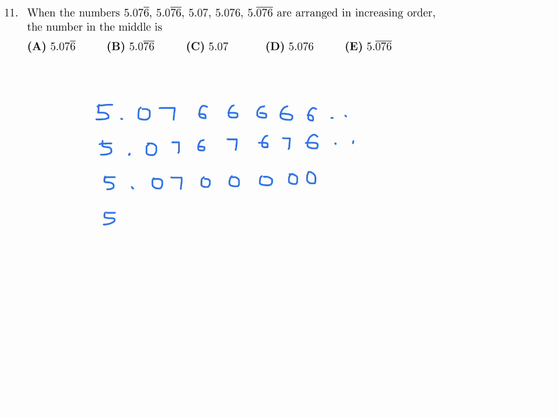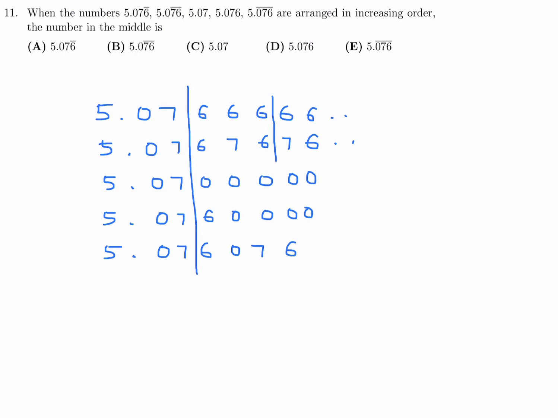And then the next one is 5.076, and then it ends. And then the last one is 5.076, and the 076 part keeps repeating. So as you can see, up until that point, all of these numbers are identical. But then I want to concentrate on the next 3 digits. Those next 3 digits will allow us very quickly to arrange them from smallest to largest.